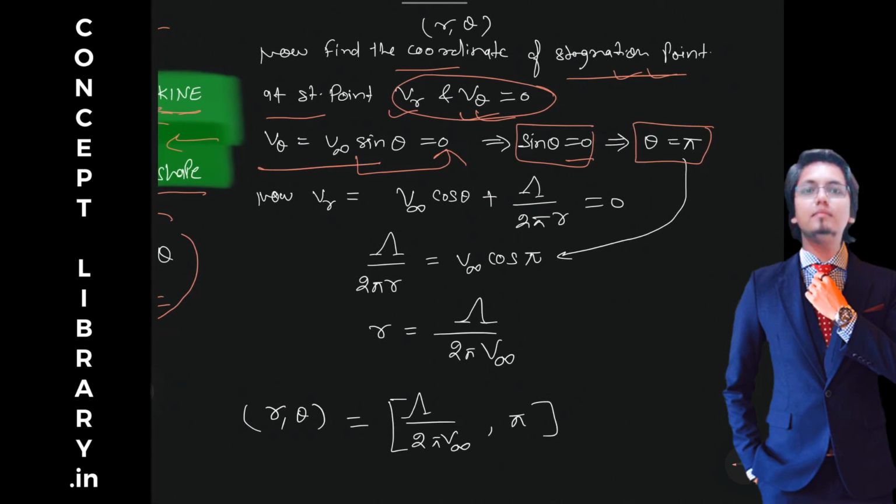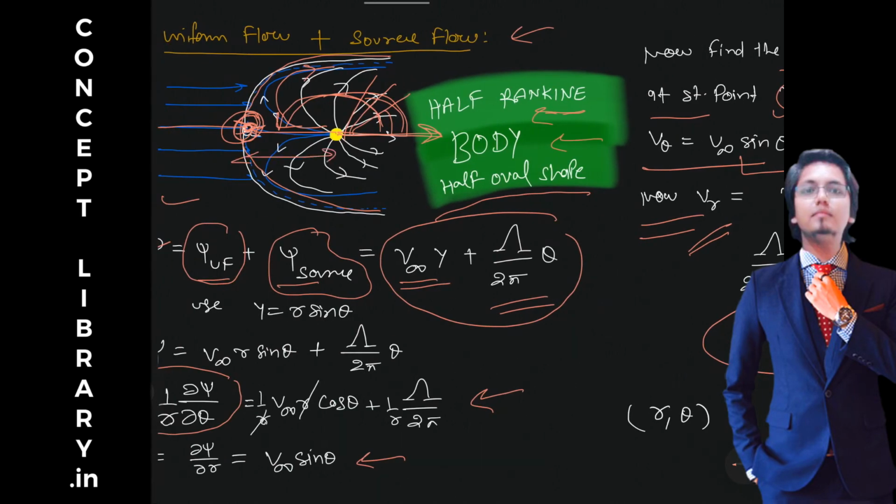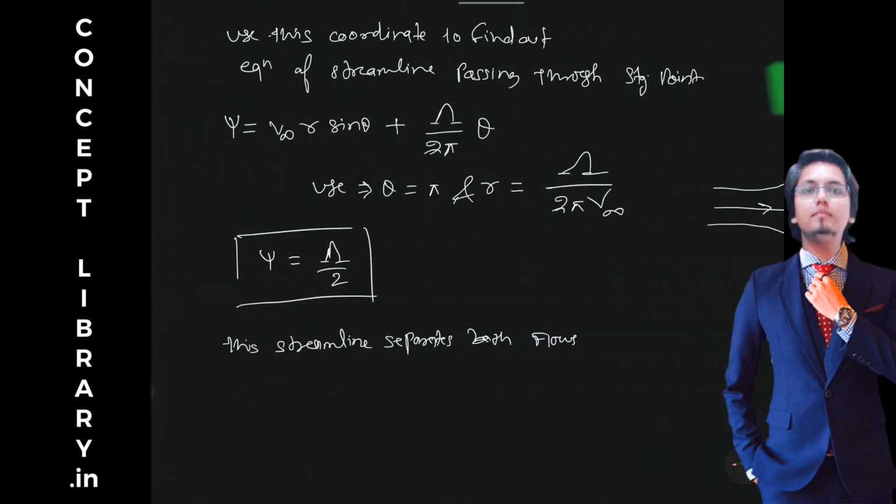So we got pi. Now vr is equal to v cos theta, and this is the remaining form. So vr also will be 0, and just now we got theta, substitute theta here, and we get r, meaning the length from your source to the stagnation point. So our coordinate is (r, theta). The r value is this and the theta value is pi. We got it. Use this coordinate to find the equation of the streamline passing through the stagnation point.